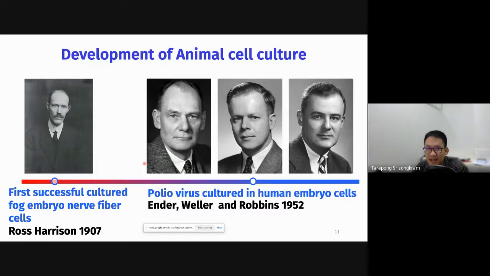So from now, we know how animal cell culture is important, and how it can be used in the pharmaceutical and healthcare system, right? I will give you some examples of how this technology has been developed. The first person who developed animal cell culture techniques was a scientist named Ross Harrison.